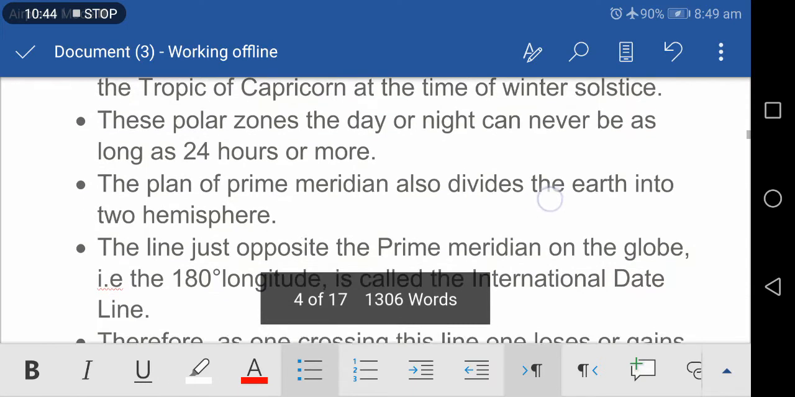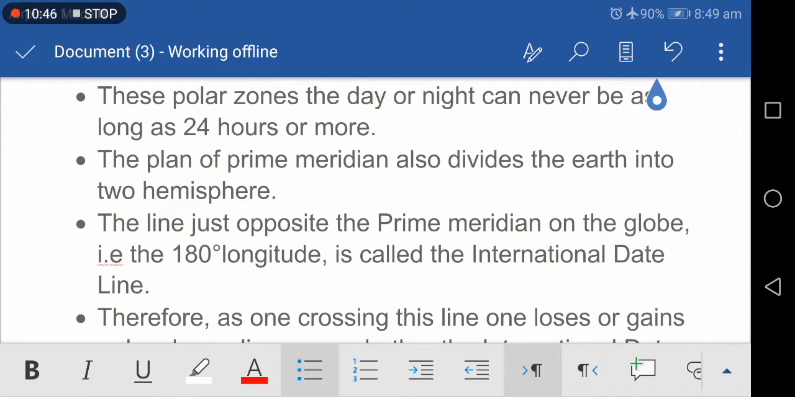The plane of the prime meridian also divides the earth into two hemispheres. The area extending to its east up to 180 degrees east is called the eastern hemisphere, while that extending in its west up to 180 degrees west is called the western hemisphere.